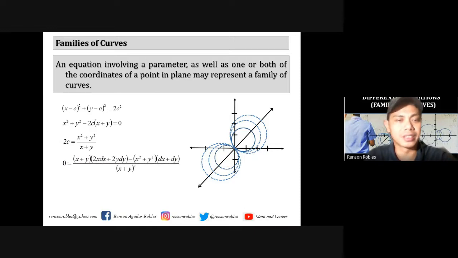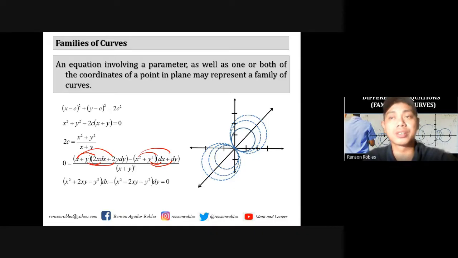Then eventually you can use the FOIL method or the distributive property by just distributing x plus y to each term here. Then you do the same here. And then you combine all the terms that contain dx and all the terms that contain dy, and that will lead you to this differential equation. And this differential equation represents a family of circles with center on the line y equals x and passing through the origin.